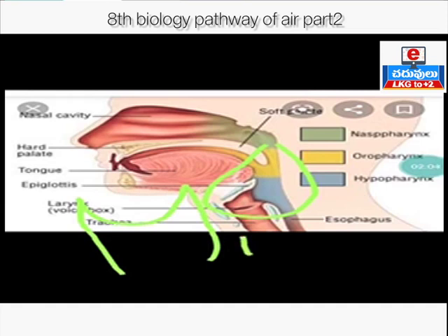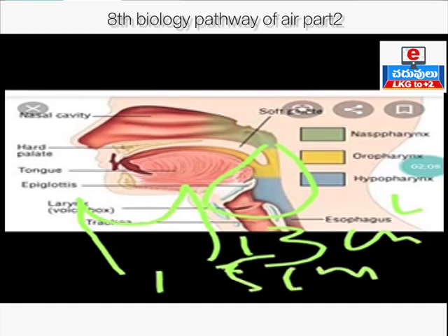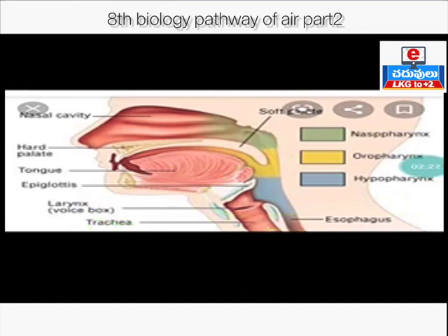This funnel-shaped chamber, the pharynx, is almost 13 centimeters long and 1.5 centimeters wide. The pharynx is divided into three different chambers by muscular partition: the nasopharynx, the oropharynx and the hypopharynx. The hypopharynx is also called the laryngopharynx.